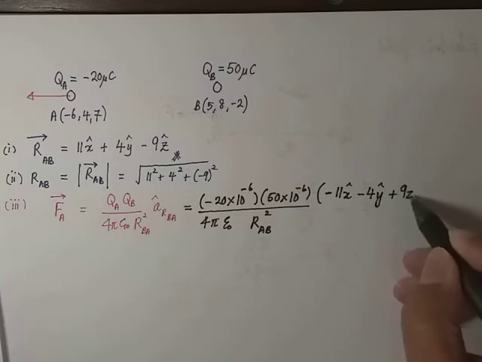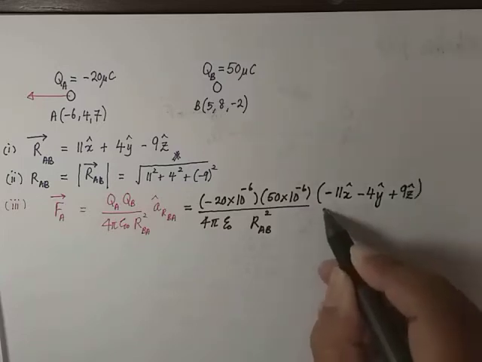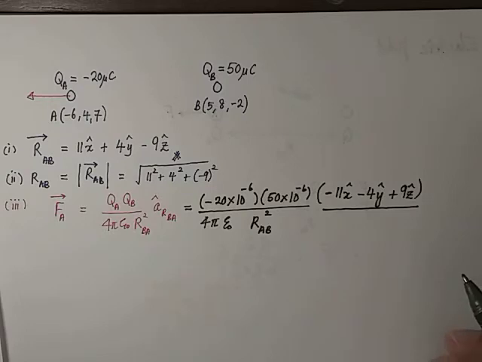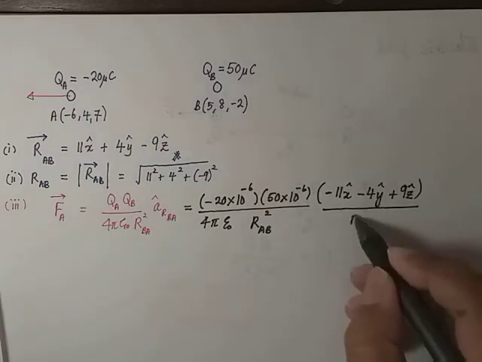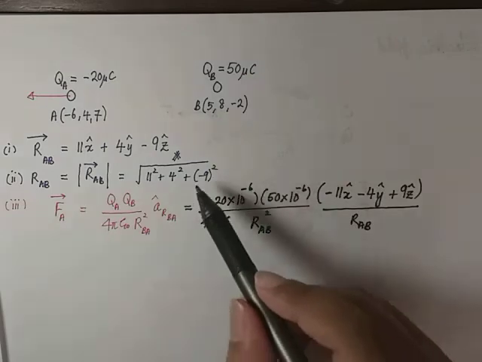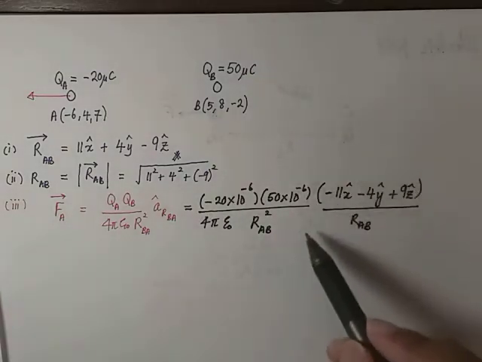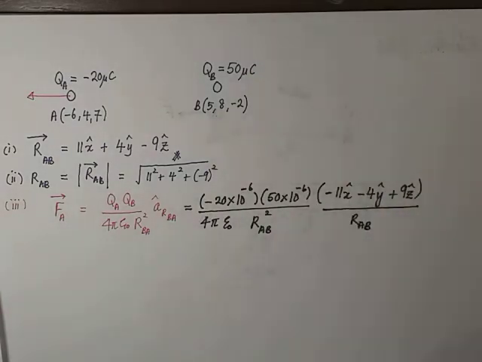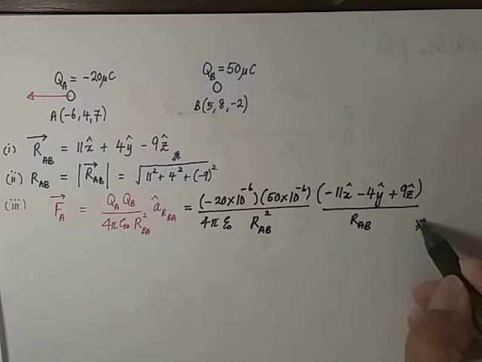That should be our vector, and always you must divide that by the magnitude, R AB. Don't forget to do that. That should be the unit vector. So you have to substitute the unit vector, not the vector, here. A unit vector is always defined as the vector divided by the magnitude. So you just do the calculation, use your calculator, and you're going to have your solution.